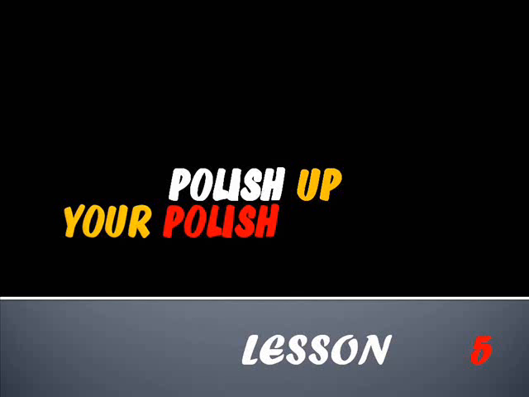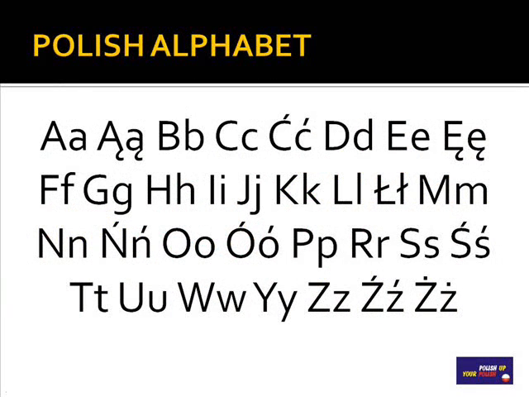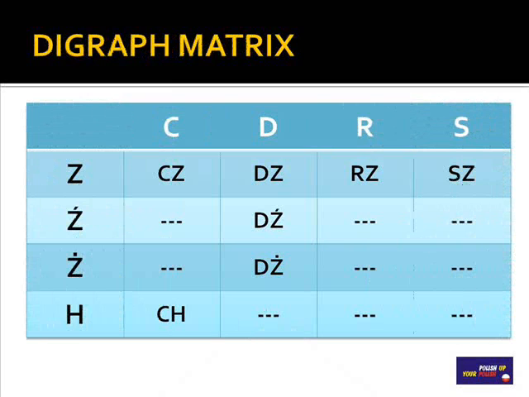Hello everybody, this is Polish Up Your Polish Lesson 5 and we're continuing our trip through the Polish language, starting off with a little reminder of the Polish alphabet. You should be able to know that well, or very well, and of course the digraph matrix. Those are all the sounds that appear in the Polish language.